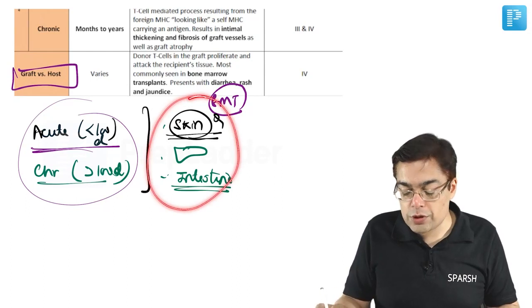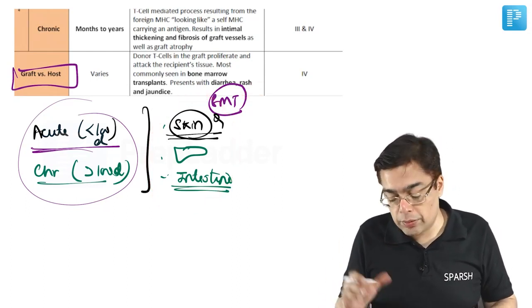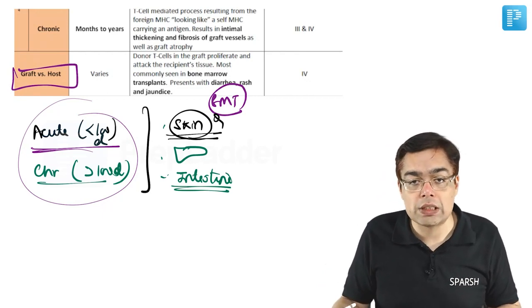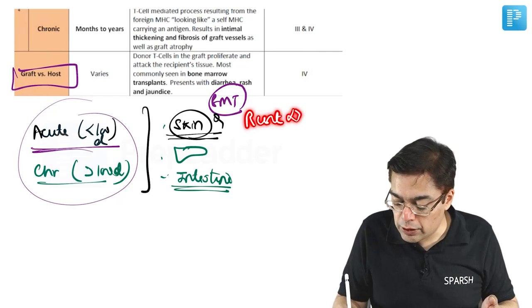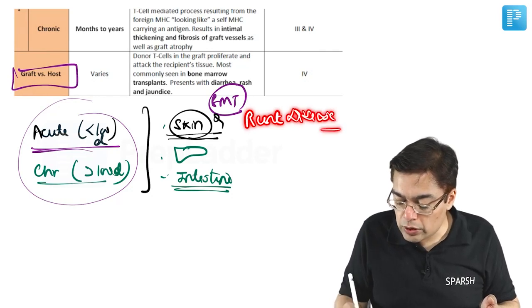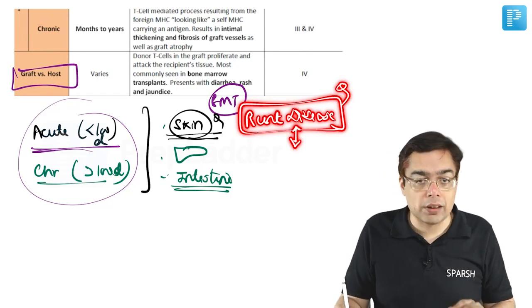You need to be familiar with the tissues affected. You need to be familiar with the commonest transplant or graft which can possibly be associated with this kind of condition. From the perspective of previous exam questions, you need to be familiar with the fact that if we are talking about graft versus host disease, its animal counterpart is given the name of runt disease.